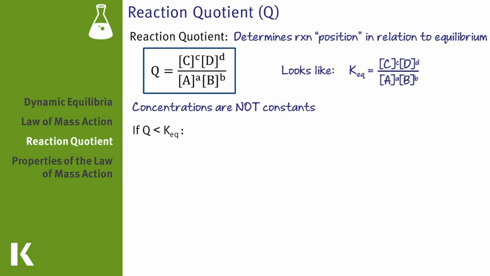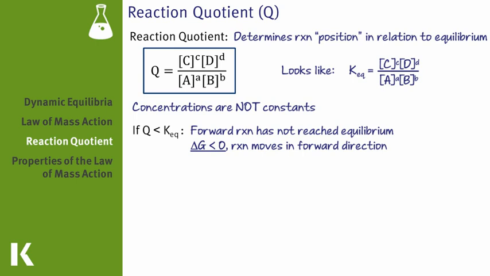The first is when the reaction quotient is less than the equilibrium constant. This means that the reaction rates are not equal and that the forward reaction has not yet reached equilibrium. If the reaction is proceeding in a forward direction, the change in Gibbs free energy must be less than 0 and the reaction is flowing favorably towards the products. If Q is smaller than the equilibrium constant, there is a higher concentration of reactants and a lower concentration of products at this time than when the reaction is at equilibrium.